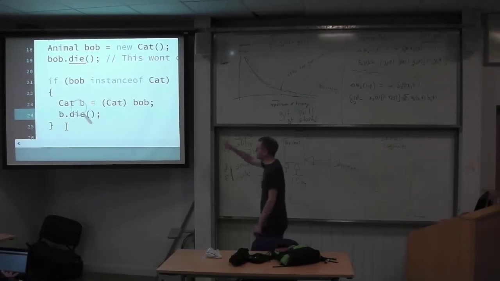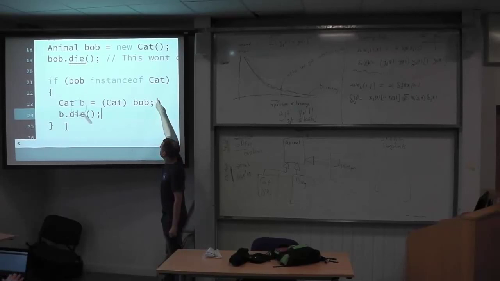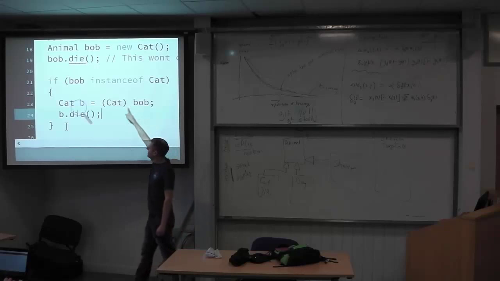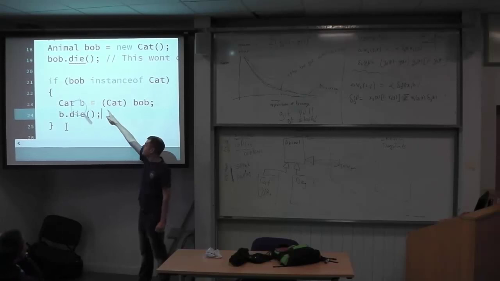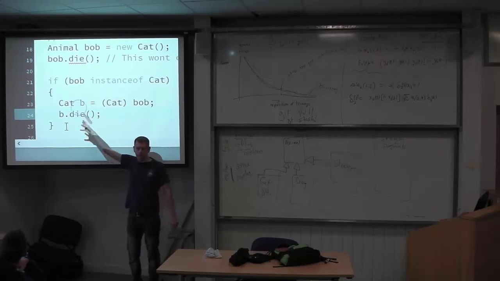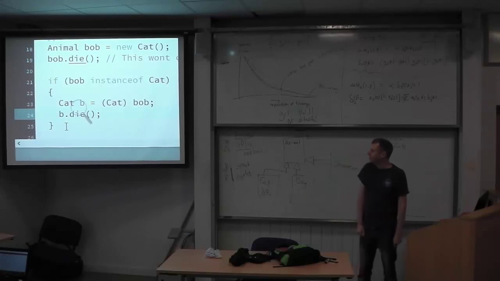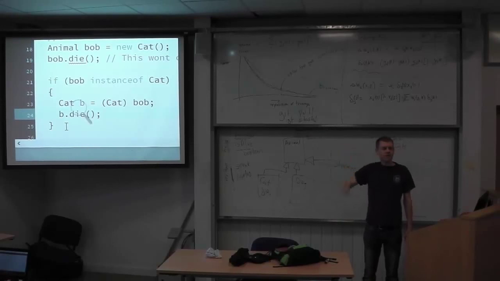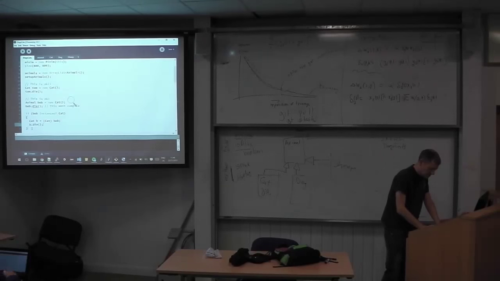Because what we've done here is explicitly check to see if Bob was an instance of a cat, which it may or may not be, because of course Bob could be a cat or a dog or a sheep. We explicitly check using instanceof, then what's this here? What do we call this? When I put the type in brackets like this, we call it a cast. This is fine because we can cast Bob to type cat because Bob is a cat. And then you can call b.die because the type of b is a cat rather than an animal. It's okay to do this code. That's the last little bit of polymorphism. It's kind of just an important principle.